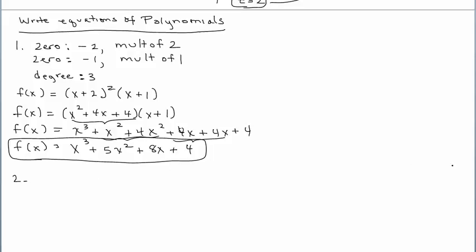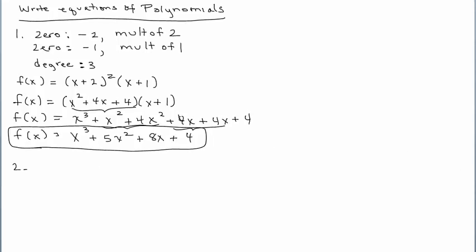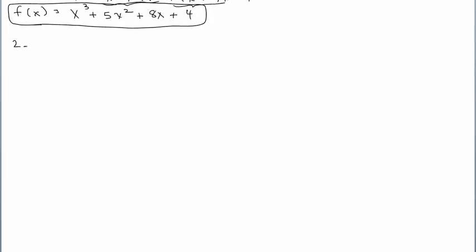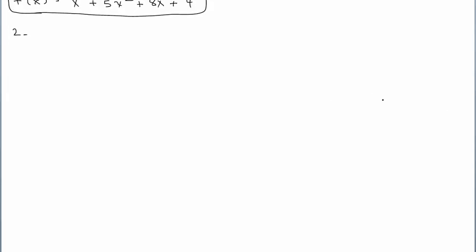Alright, our second and final example coming up. Same objective. Let's get some information down here that we can work with to write the equation of the polynomial. Alright, so we have a zero of -4, but it occurs twice. We have a zero of 3, it occurs twice. And the degree is 4. So the highest exponent will be 4.